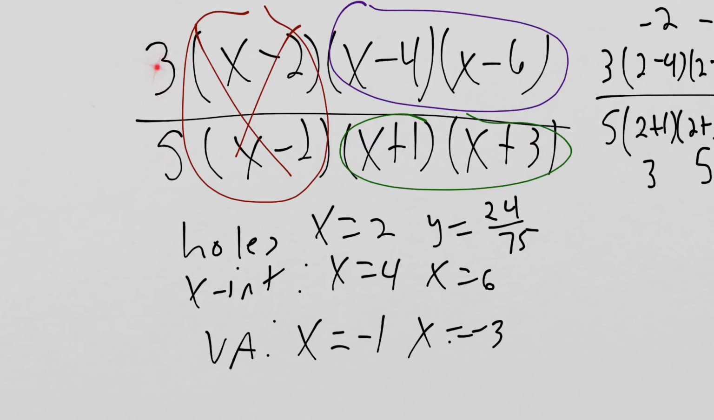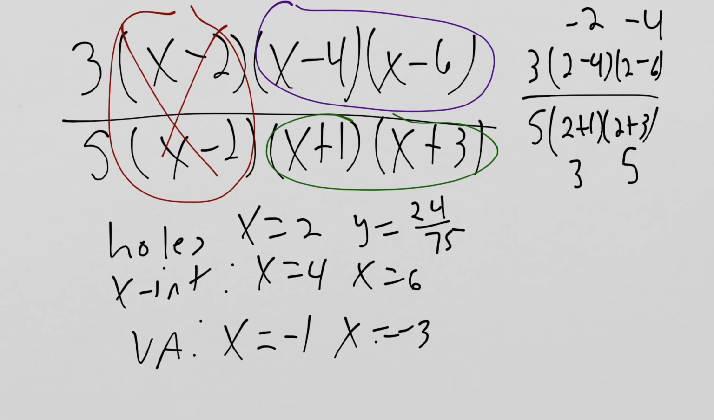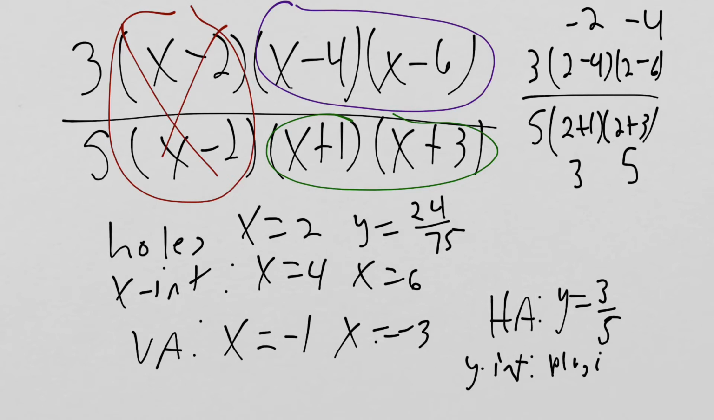So we have a degree 3 polynomial, 1, 2, 3, 3 factors over a degree 3. It's matching, so it's just going to be whatever's left out front here. So we would say that there's an HA at y equals 3/5, right? And then you can also find the y-intercept by plugging in x equals 0, right? And that'll determine the y-intercept. And then we can use all these key features to reasonably sketch a nice graph of this function. Okay.